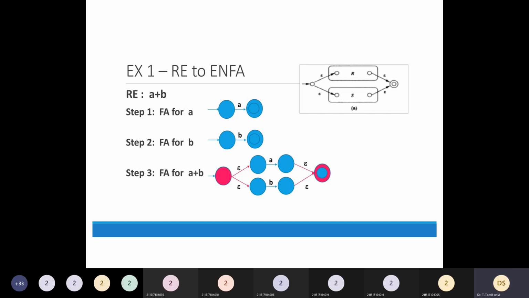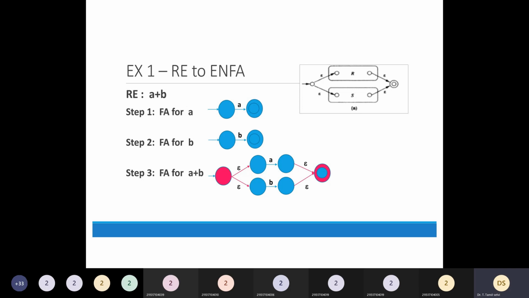So see here, in the first example, we have to construct the epsilon NFA. ENFA means non-deterministic finite automata with epsilon transition from the given regular expression. So here the regular expression R equal to A plus B. Here plus is nothing but the union operation on the regular languages. In the first step, you have to divide this into two parts, that is A and then B. First you have to draw the finite automata for A alone: two states with one edge with the input symbol A.